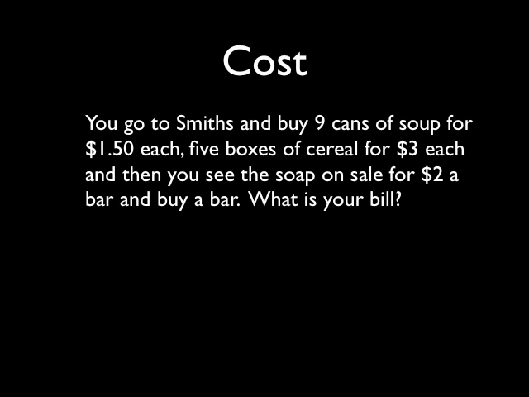Let's say that we go to Smith's and we buy 9 cans of soup for $1.50 each, 5 boxes of cereal for $3 each, and then we see the soap on sale for $2 a bar and we buy a bar. What is your bill? Pretty easy to figure out. For soup, it would be $1.50 times 9. For cereal, it would be 5 times 3. And for soap, it's just another $2, or we could think of it as being 2 times 1 because we get 1 bar of soap.